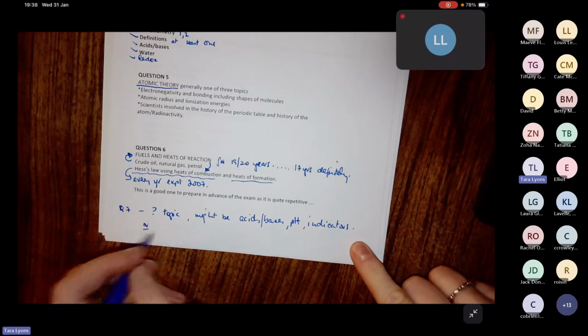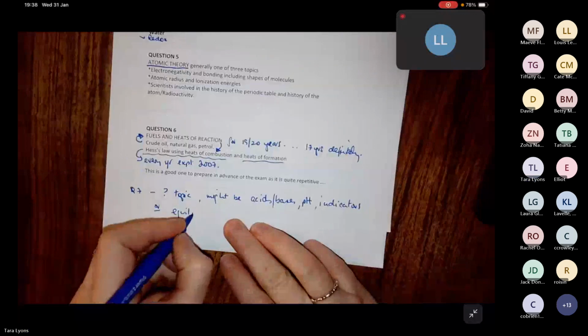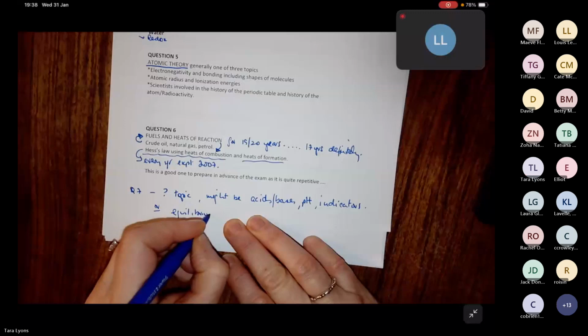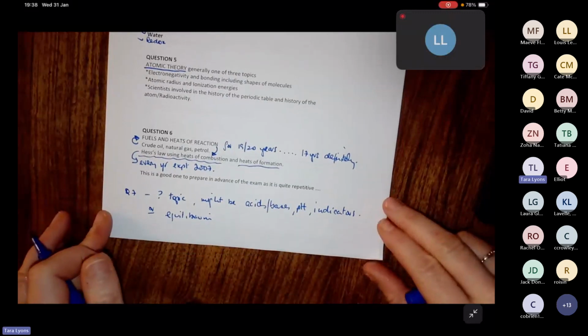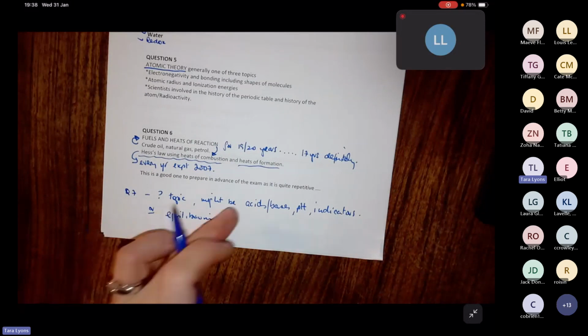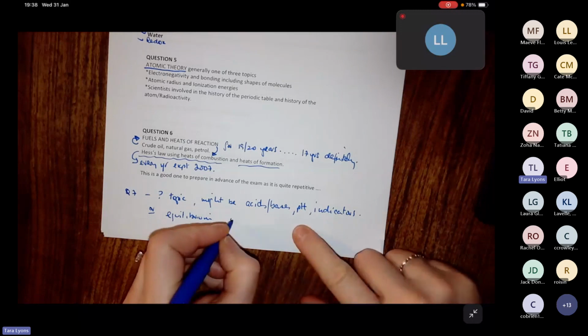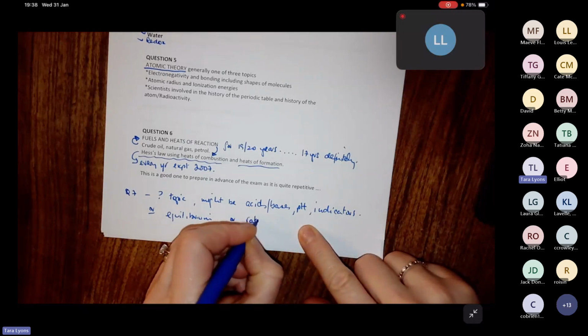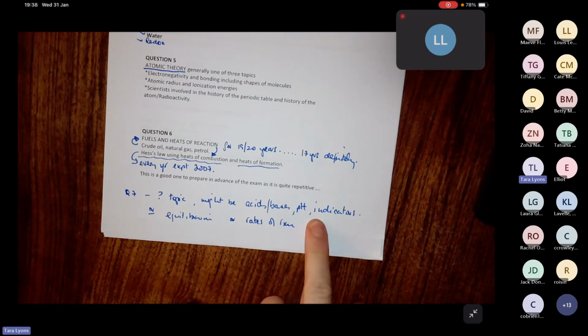Or if it's not on that, it could be equilibrium, chemical equilibrium, if equilibrium is going to be a full question. So equilibrium, question 7, or these. Now, it could be something completely different. It could be a rates of reaction question. I'm just giving you the possibilities. But the thing is, I don't know.